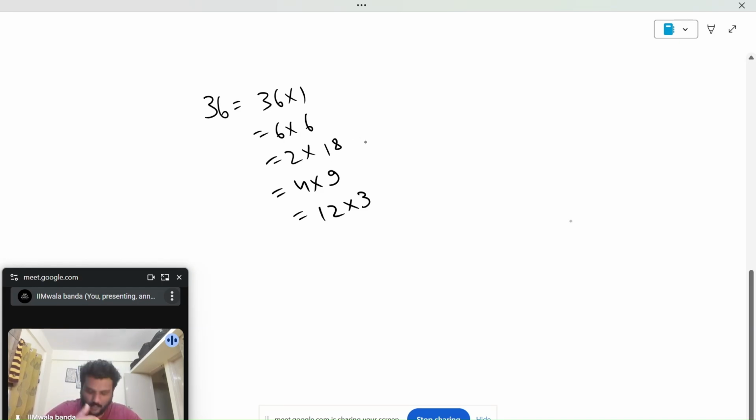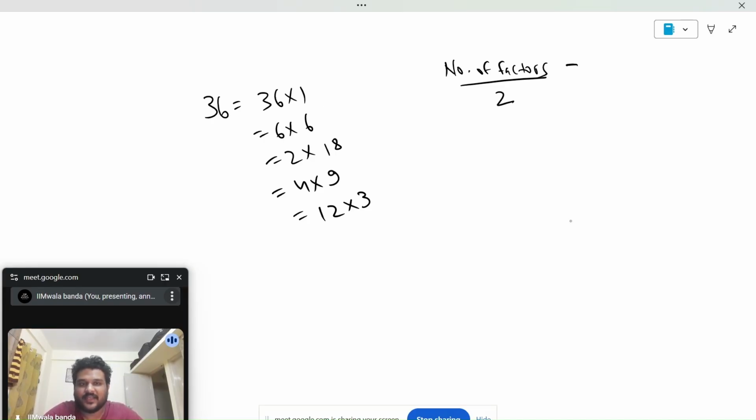How do we find out the number of ways to write this particular number? So the formula is simply number of factors upon 2. For example, in this case, if I see number of factors was 9, so because it is a perfect square, it will be number of factors plus 1 by 2 if it is a perfect square. This is basically called number of ways of writing as a product of 2.